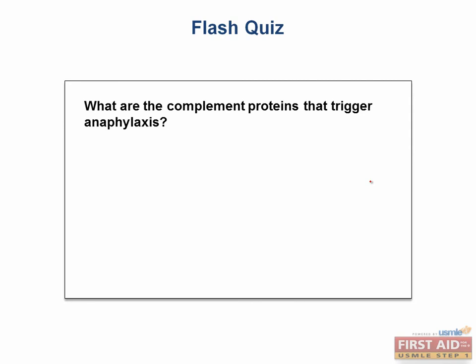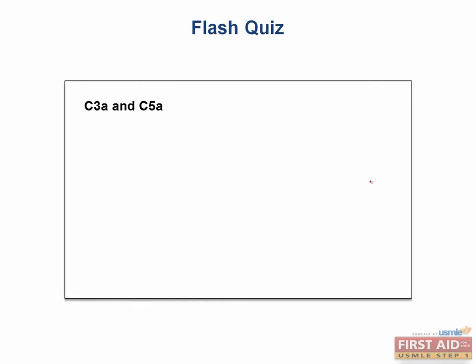Flash quiz time. What are the complement proteins that trigger anaphylaxis? Definitely know this, but it's just very important. That's why I'm asking you. So the A proteins, C3A, C5A. What else does C5A do? C5A calls in neutrophils. Good.